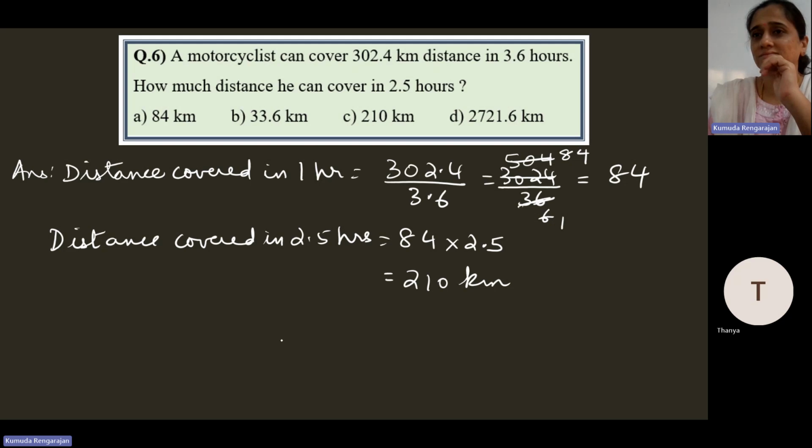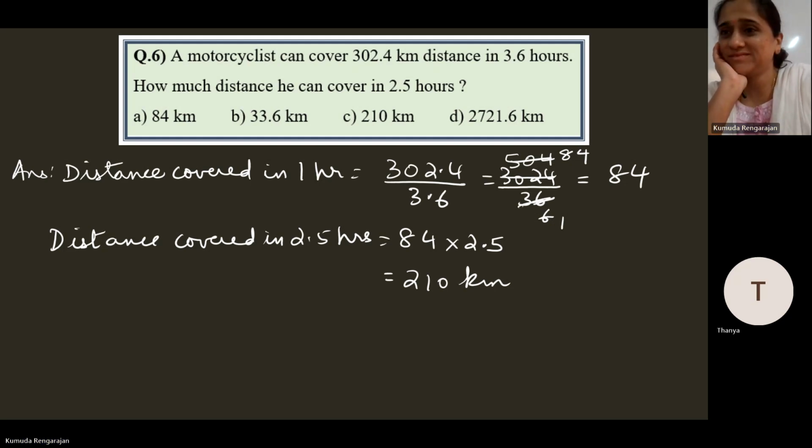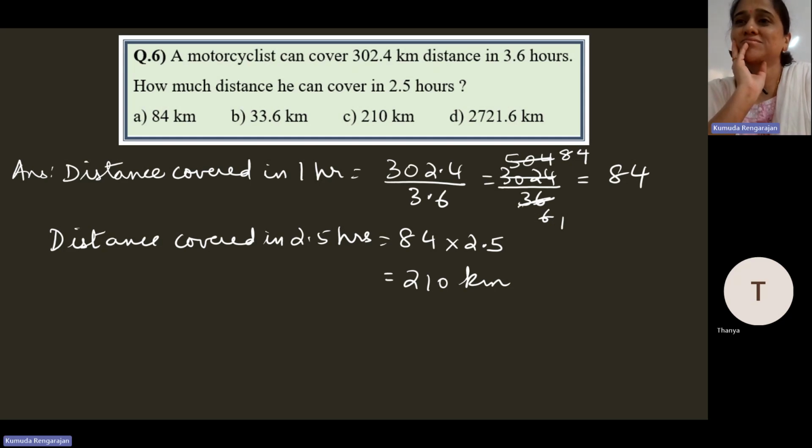But for 84 kilometers to come, it would be so small, not 2.5 hours. Because they have given 300, 33 also would come because there it is way smaller, and 2,700 is way bigger. Correct. Nice, very good. But if this question was given without options, then we should know how to work it, right?